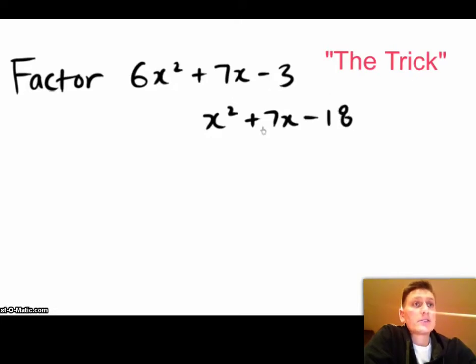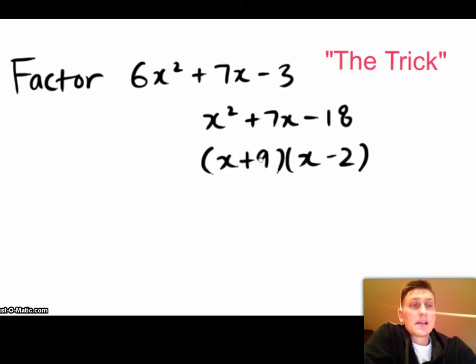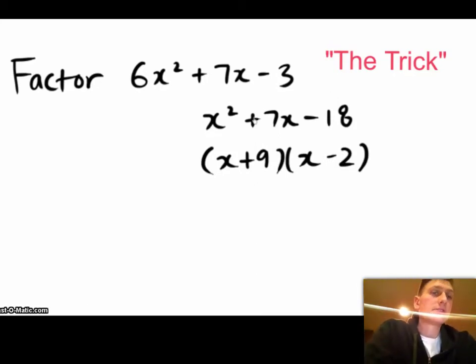We're going to factor this trinomial like we would before, using trial and error or box method, setting up our two parentheses, x and x, and factors of negative 18 that add up to the middle term of positive 7 are positive 9 and negative 2, because 9 times negative 2 gives us negative 18, and 9 plus negative 2 gives us positive 7 as our middle term.